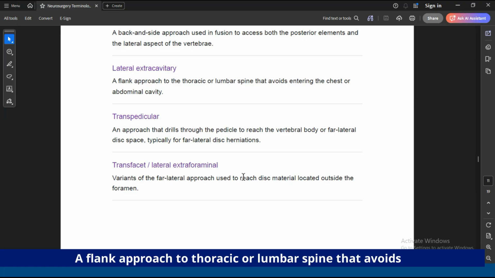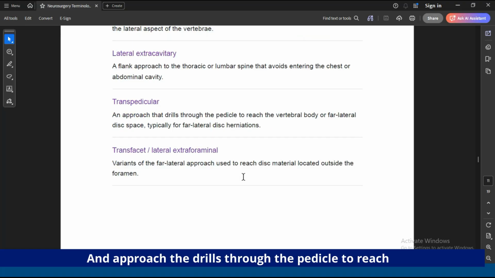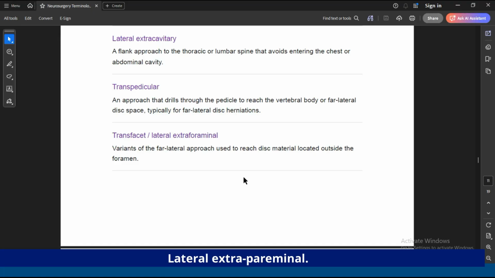Posterolateral. So back and side approach using fusion to access both the posterior elements and lateral aspect of the vertebra. Lateral extracavitary. A flank approach to thoracic or lumbar spine that avoids entering the chest or abdominal cavity. Okay. Next, transpedicular. An approach that drills through the pedicle to reach the vertebral body or far lateral disc space, typically for far lateral disc herniations. Okay. Transfacet, lateral extraforaminal. Variants of the far lateral approach used to reach disc material located outside the foramen. So far lateral means outside the foramen.